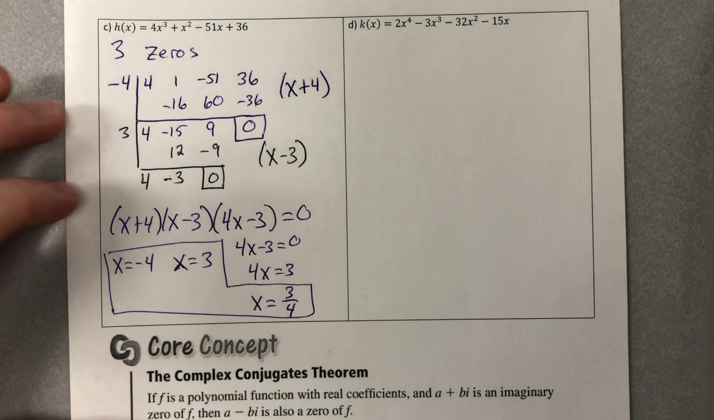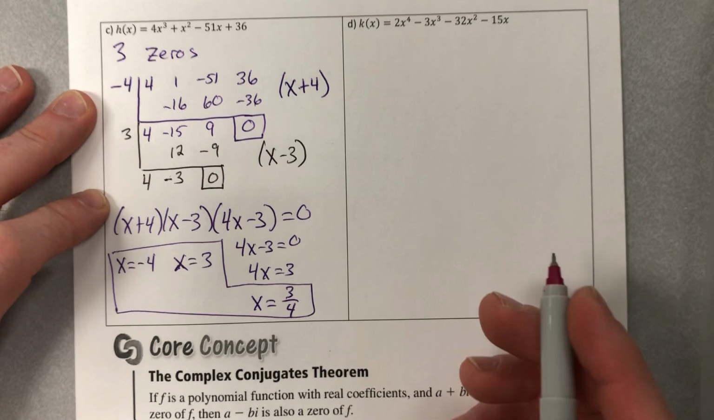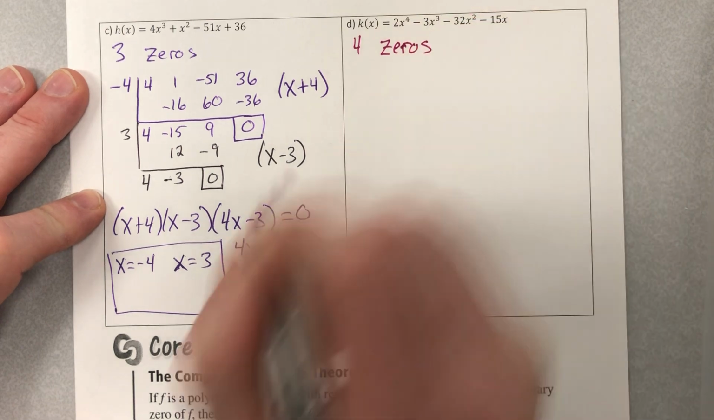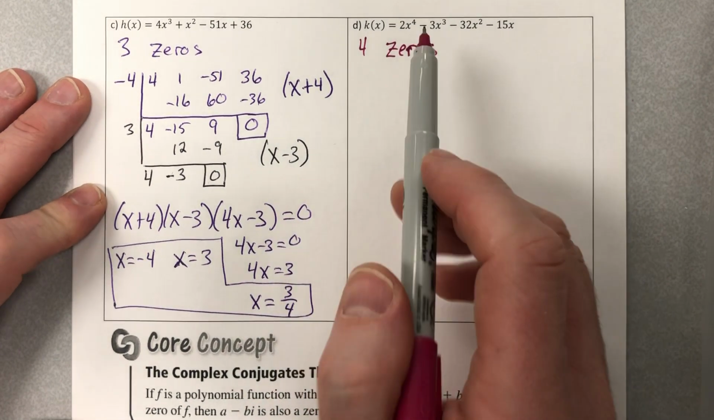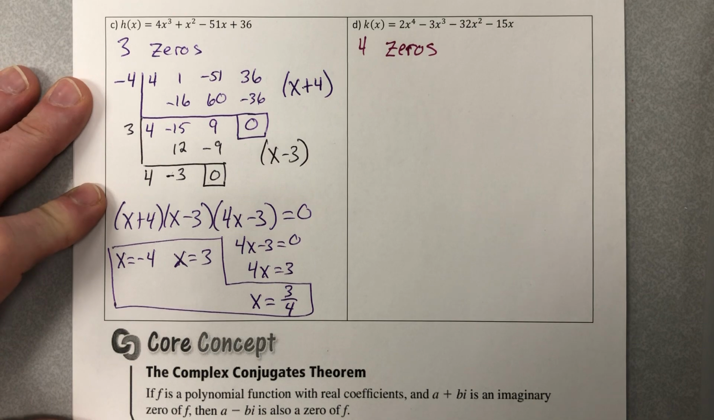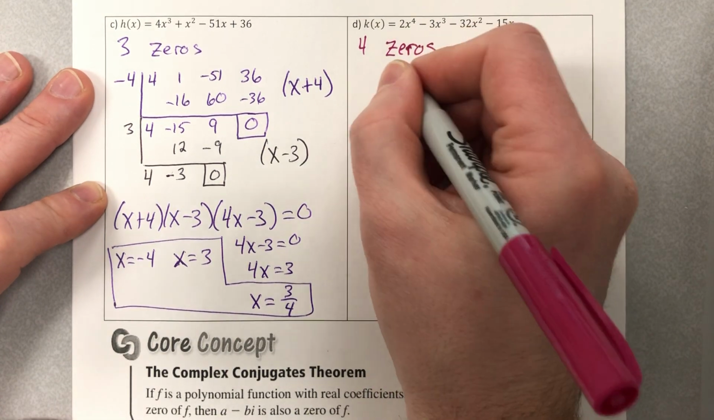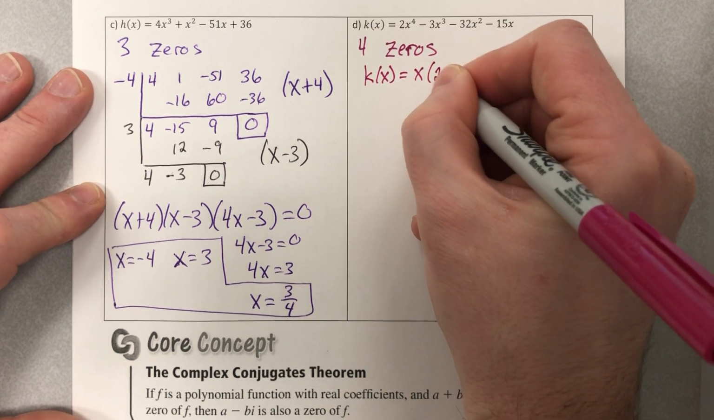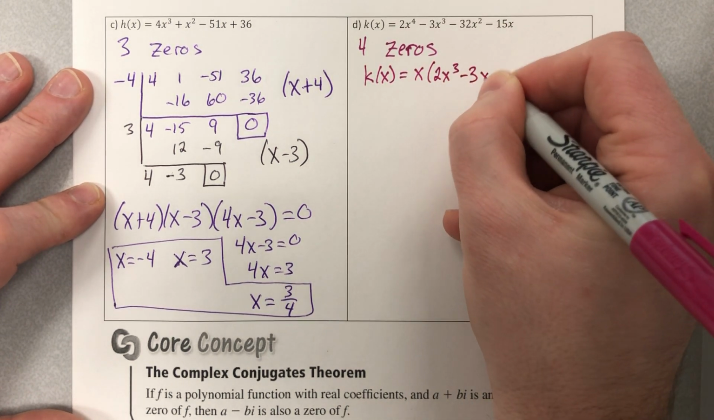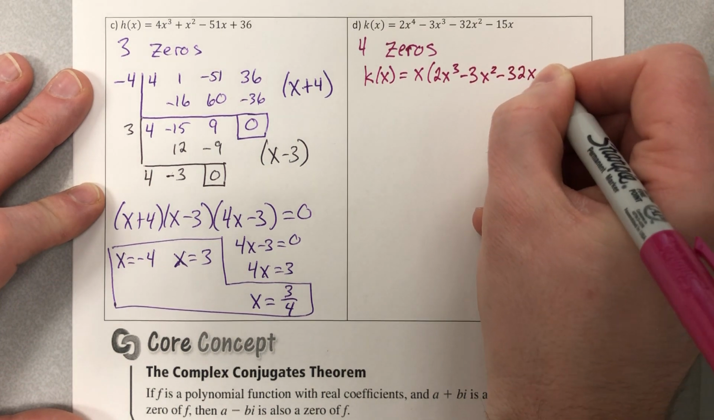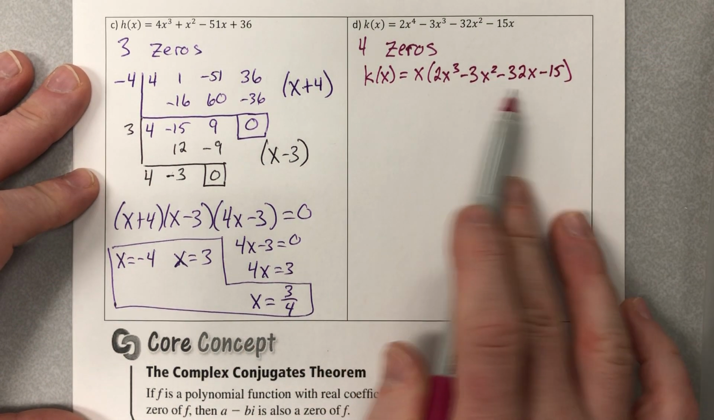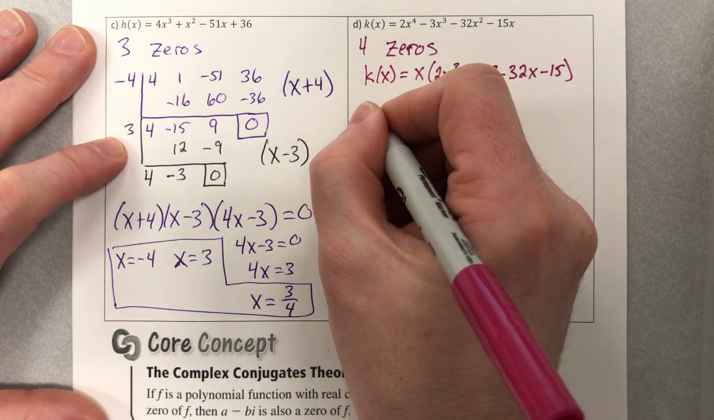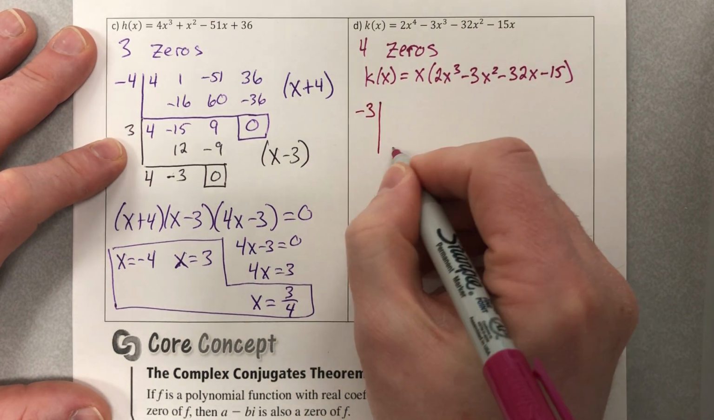Okay, all right, when we look at example D here, we should have 4 possible zeros. All right, but I noticed something right away here, that each term has an X in common. So I'm going to factor out an X first, so we can actually say K of X equals X times 2x to the third minus 3x squared minus 32x minus 15. Now I only have to do synthetic with that remaining trinomial. When I look at this graph, it looks like it hits it at -3.